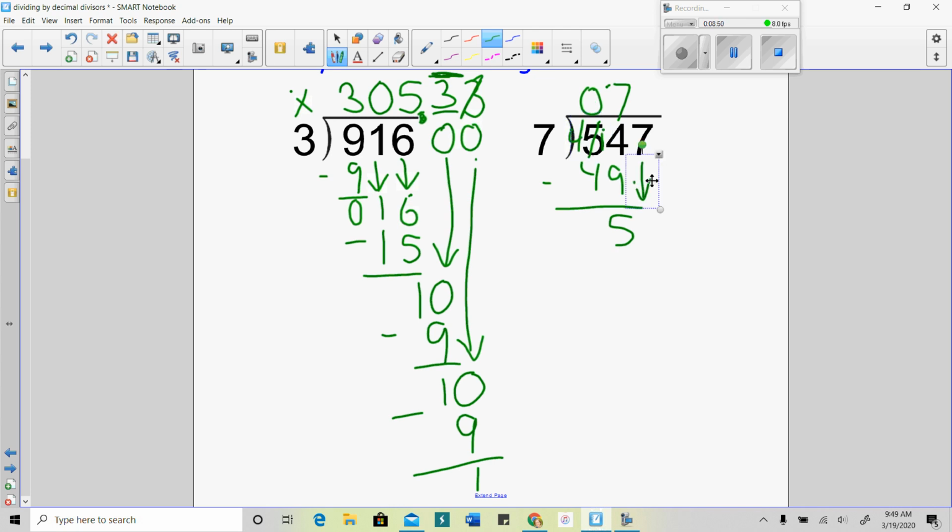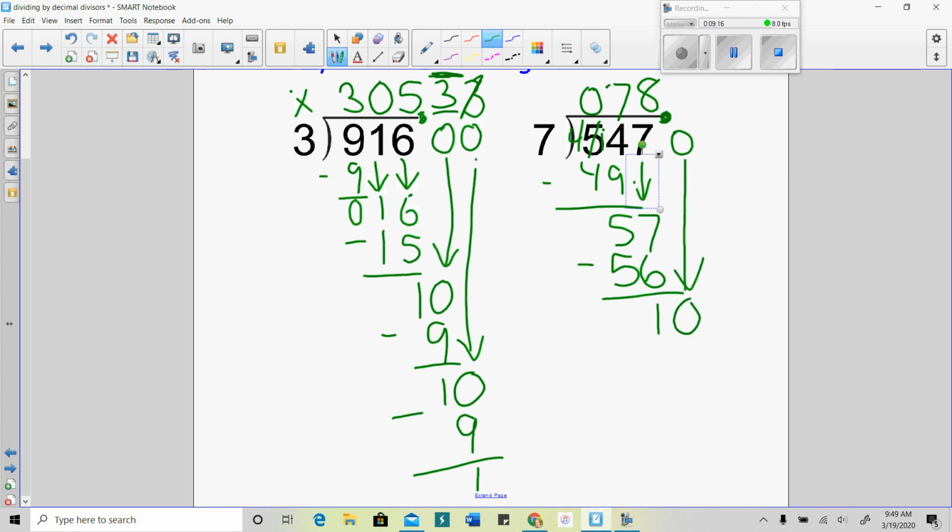Drop the 7. Okay, so 7 will go into 57, I guess 8 times, right? Because 8 times 7 is 56. So when I run out of numbers, that's when it becomes a decimal problem, because that remainder 1, we're going to turn into a decimal. So we put our decimal, drop our 0, and you'll see it's always put a decimal, drop a 0.